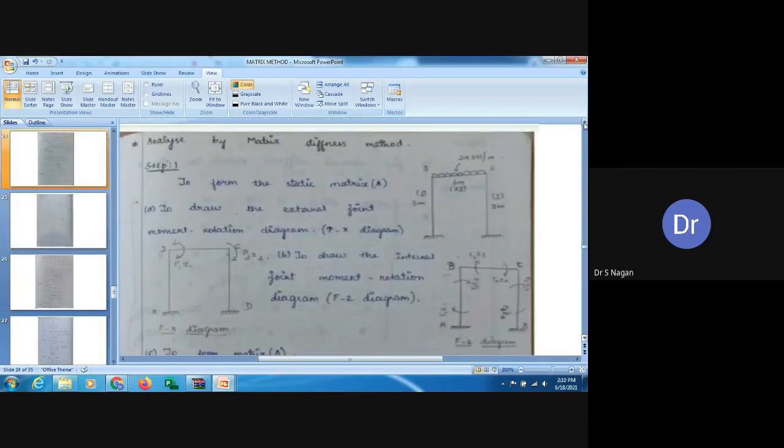So the moments will get balanced at the joint. Say if you take 24 at A, 48 and minus 48 at B, then 48 and minus 48 at C, then at D you get minus 24. Then draw the BM diagram. Okay. So this will be the BM diagram of the portal frame. So, do you have any doubt in this portal frame?